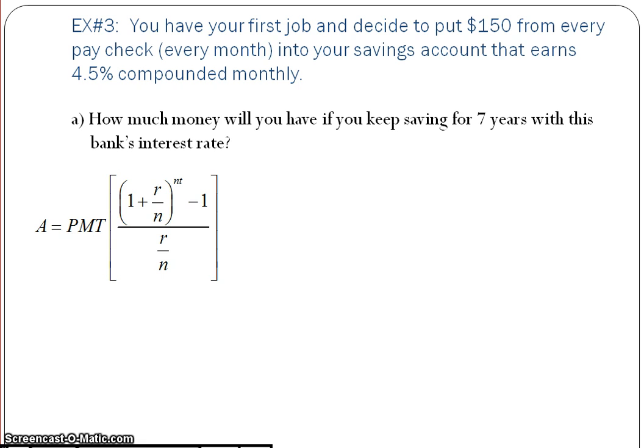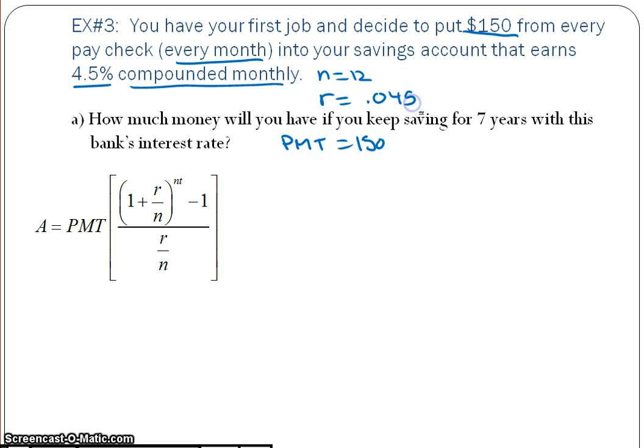So for this first problem, we have our first job, and we want to put $150 away. PMT stands for payment. PMT is 150, every paycheck, which is every month. So we're doing things every month, and our interest is compounded monthly. So our n is going to be 12, and our interest rate R is 0.045, because we put it in decimal. We want to know how much money we will have if we keep saving for 7 years. So T equals 7. Okay, so we have what we need. We want to find A.